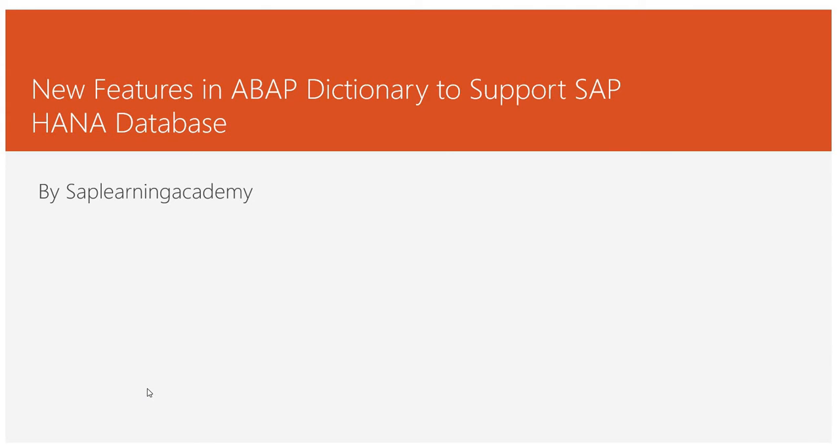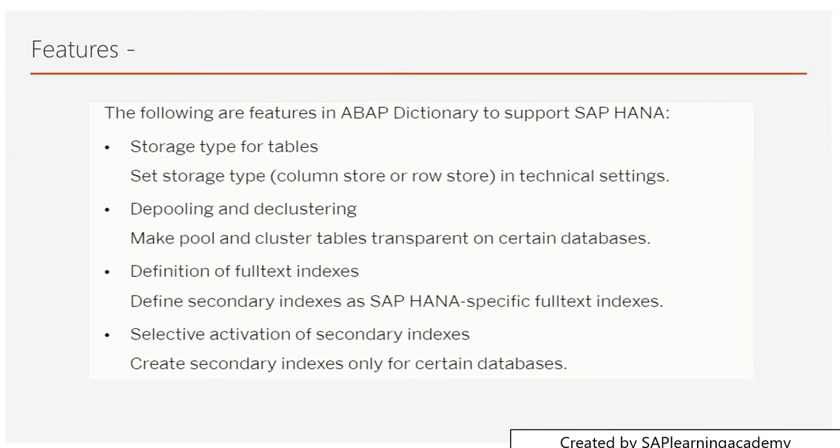In this tutorial today I'm going to tell you about the new features in SAP ABAP Dictionary to support the SAP HANA Database, meaning that I will be telling you about the new features when you have SAP HANA as a database in terms of table, like when you open a table in SE11 and you find a lot of new changes that I will be telling you in this tutorial. So I will be starting with the next slide.